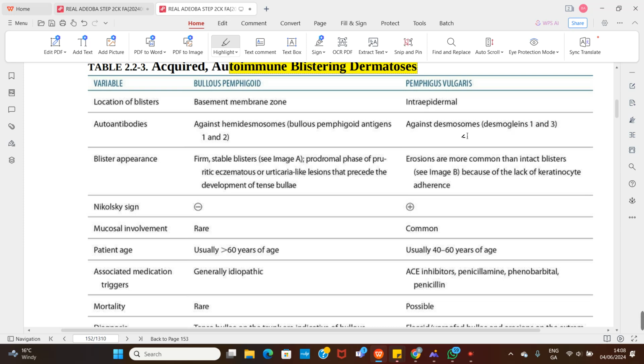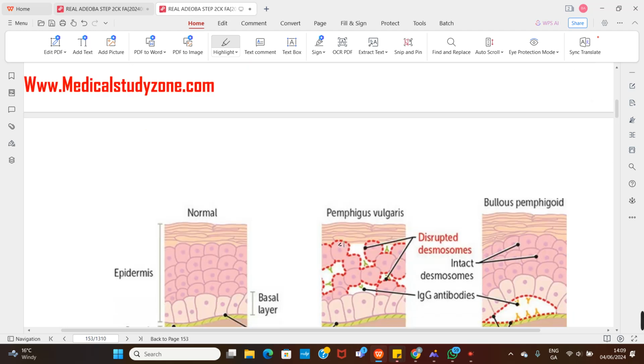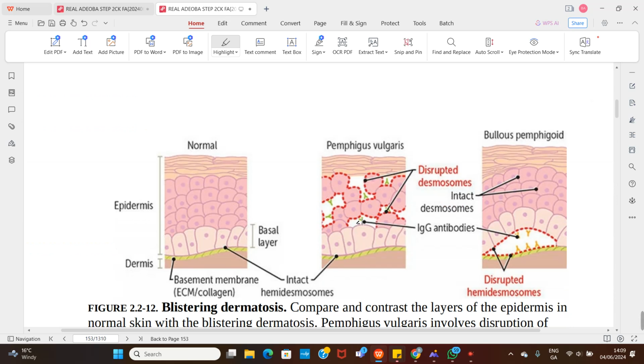the bullae in bullous pemphigoid are tense, while the bullae in pemphigus vulgaris are flaccid, so they can easily rupture, right? So you see erosions rather than intact blisters in pemphigus vulgaris, because you don't have any keratinocyte connections to help reinforce those epidermal interconnections. There is no desmosome connection to reinforce the intraepidermal connection, so they can easily rupture.